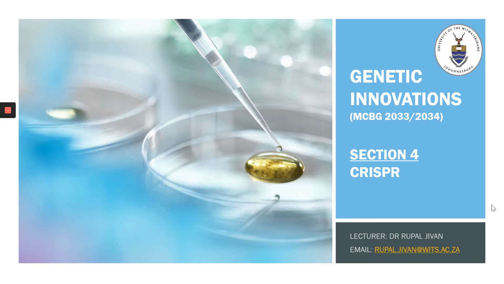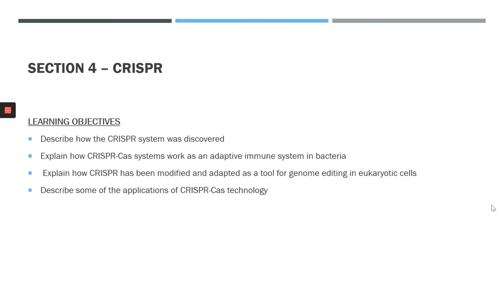Hi innovation students, and welcome to the final lecture that will conclude the section on CRISPR. In the previous lecture, we described how the CRISPR system was discovered and how it works as an adaptive immune system in bacteria. We will now start discussing how CRISPR has been modified and adapted as a tool for genome editing in eukaryotic cells. We will also describe some of the applications of CRISPR-Cas technology.